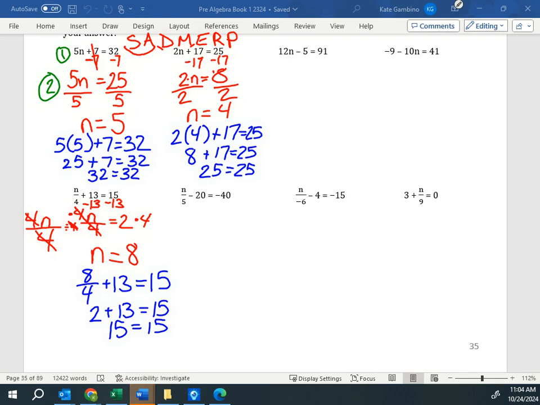Let's do one more with those divisions. N over 5 minus 20 equals negative 40. What's my first step? Christina. Don't tell me the answer, just tell me what the step should be. What should I do? What should I write?